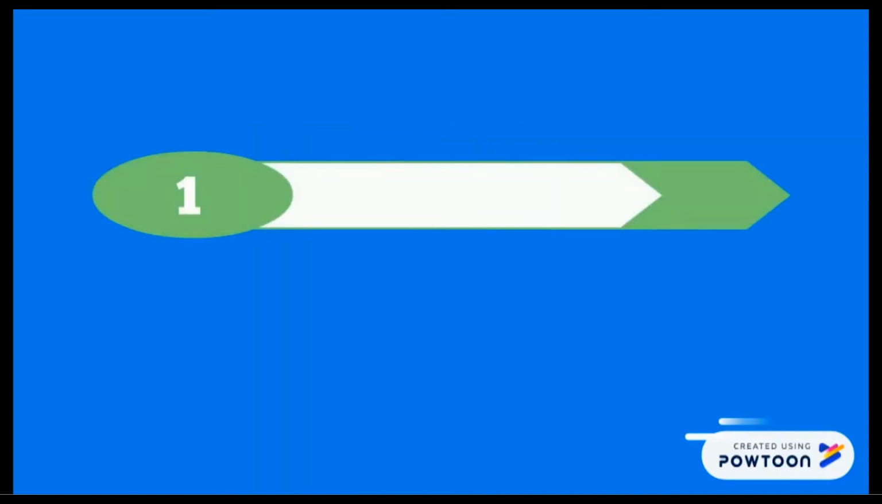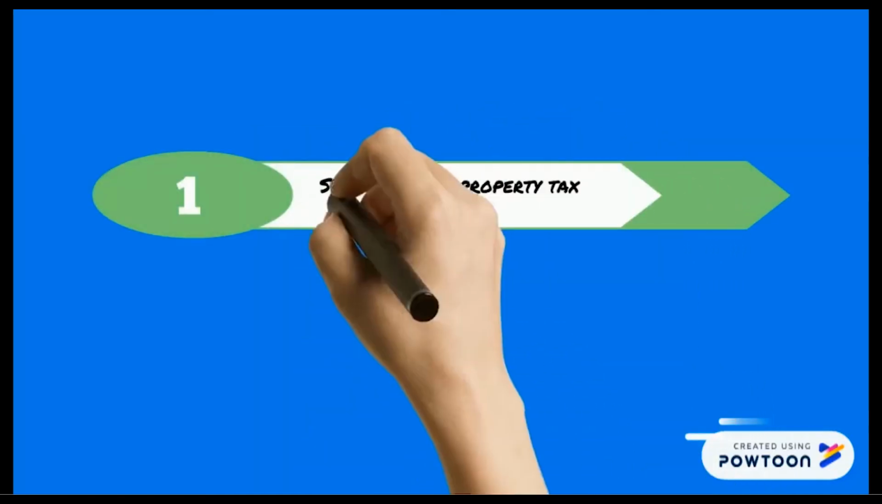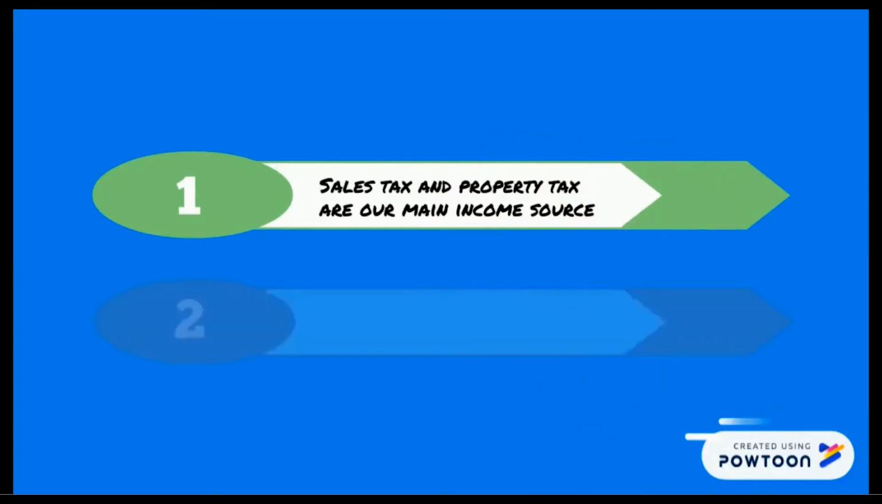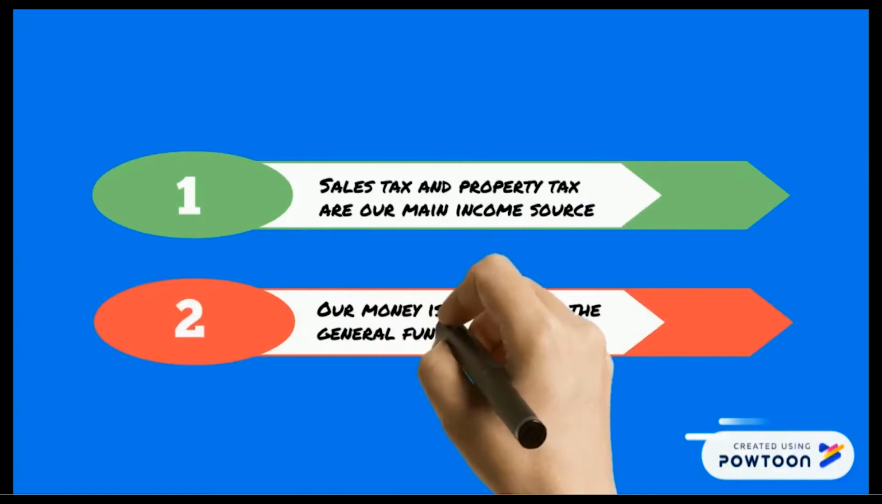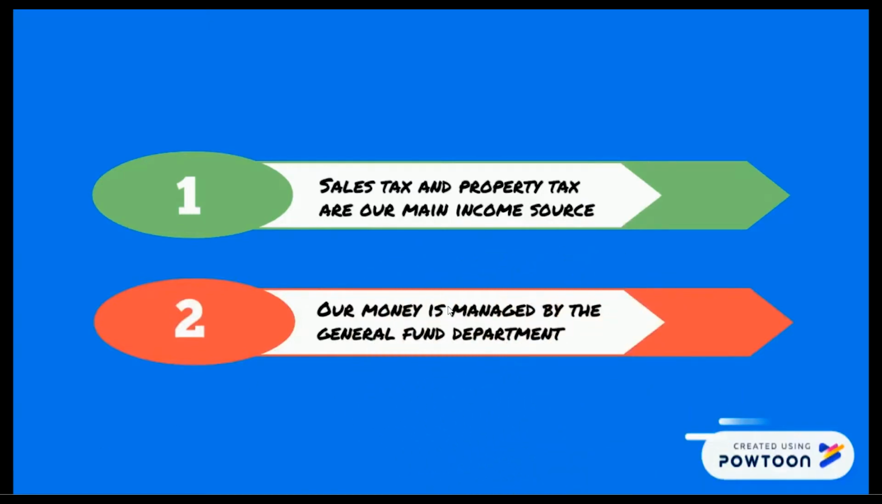For the first, you can see here that the sales tax and the property tax are their income source. And the next one is that the money is managed by the General Fund Department. So sales tax, property tax, and other income, this money is managed by the General Fund Department.